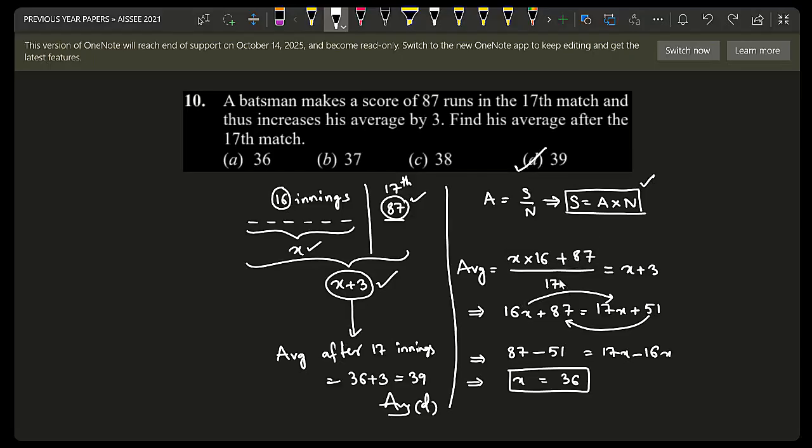Divided by 17, that means sum divided by number, I got the average. So average is equal to X plus 3 according to the question. Now from there, if you simplify, you get the value of X. After getting the value of X, you find X plus 3. That will be the answer. Okay, sir.